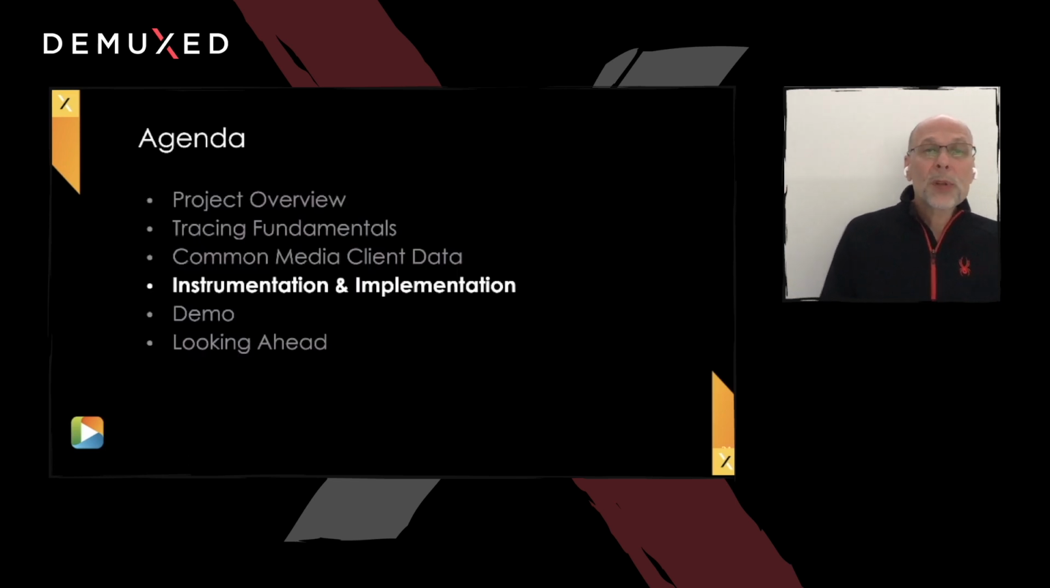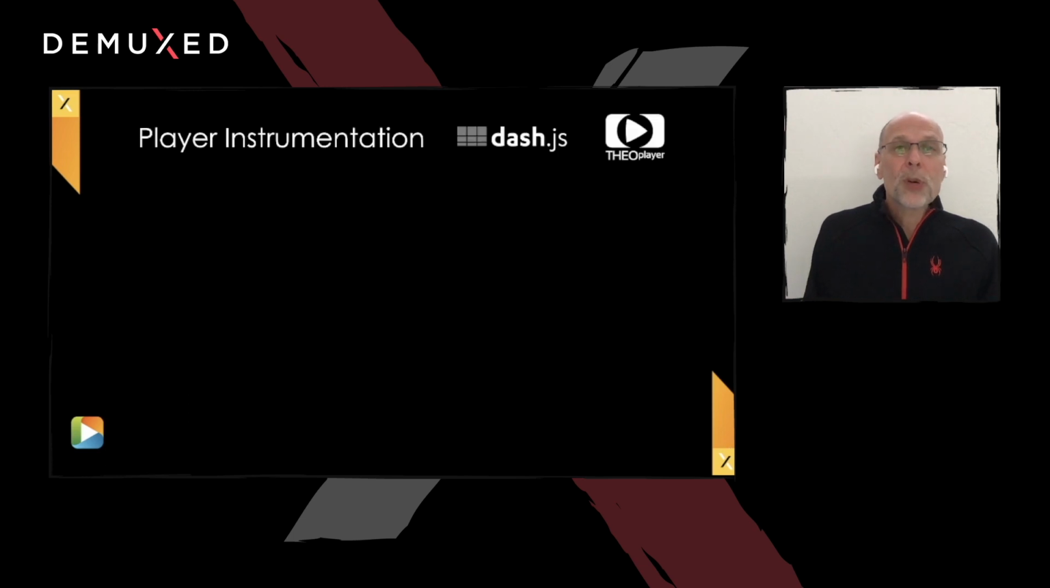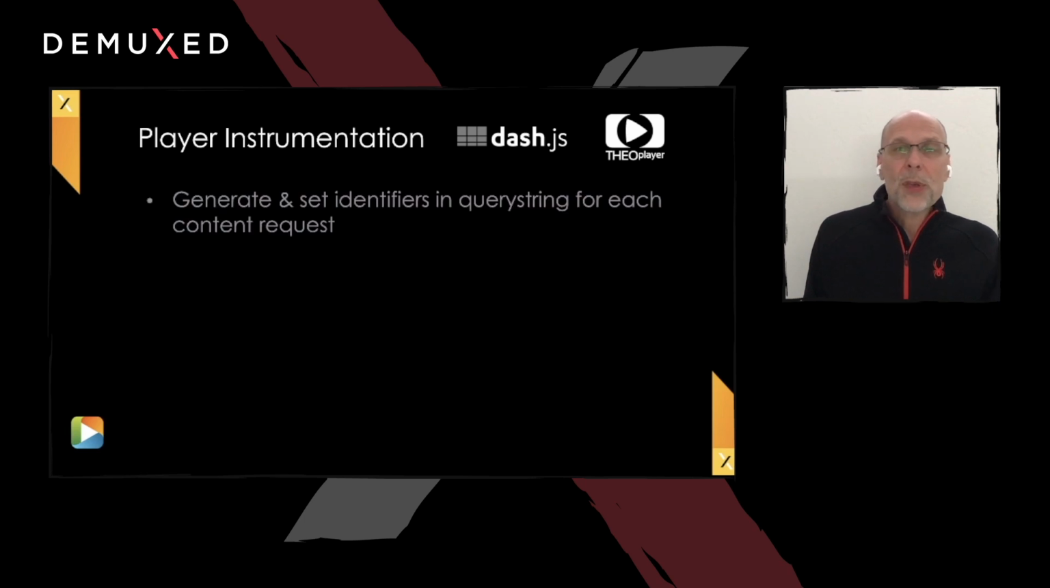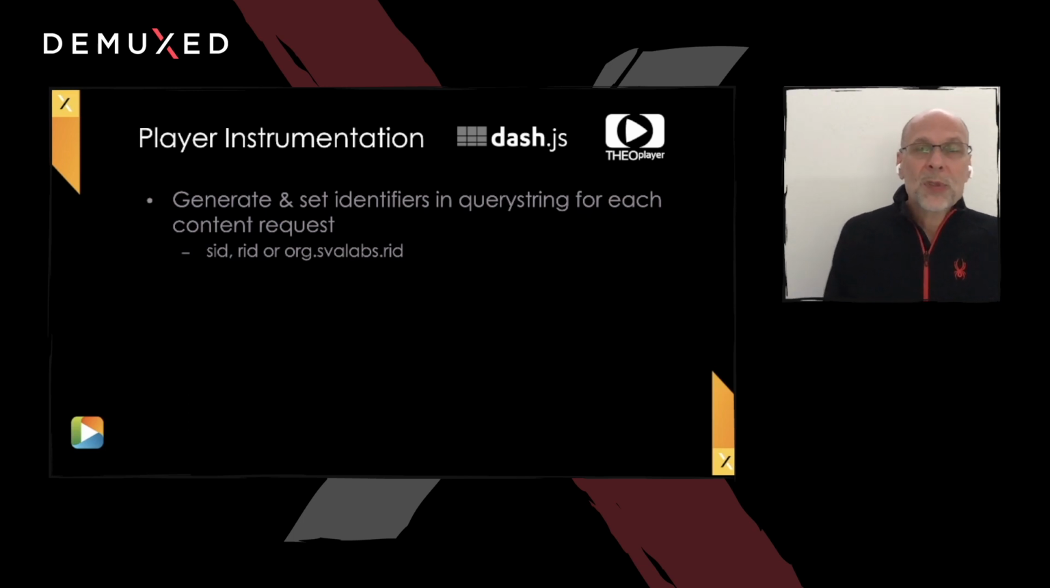Now, let's just take a minute. I want to talk about our instrumentation and implementation before I jump into our demo. In terms of player instrumentation, as I mentioned, we're using Dash.js and TheoPlayer. We had to use slightly different techniques to do the instrumentation for each one of them. But the goal was to generate and set identifiers in a query string for each content request. And that means setting the SID and the RID, or to be more disciplined about this, CMCD version 1 does not have an RID argument, so this is a custom key, which we're naming org.svalabs.rid using reverse DNS notation.